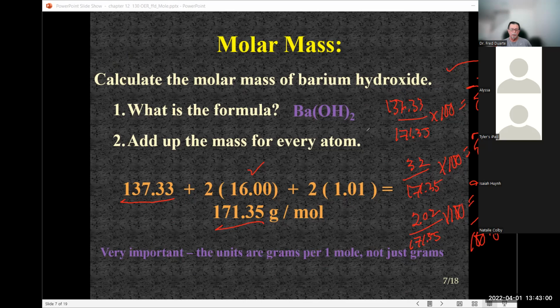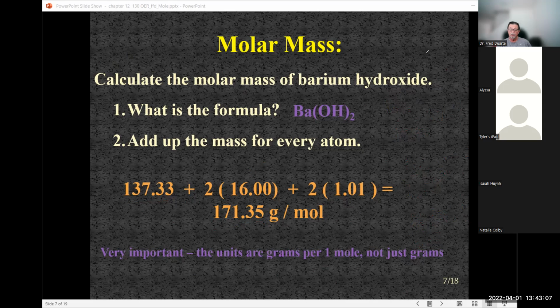Okay, so remember that the units for atomic weight and molar mass are grams per mole, grams per mole.